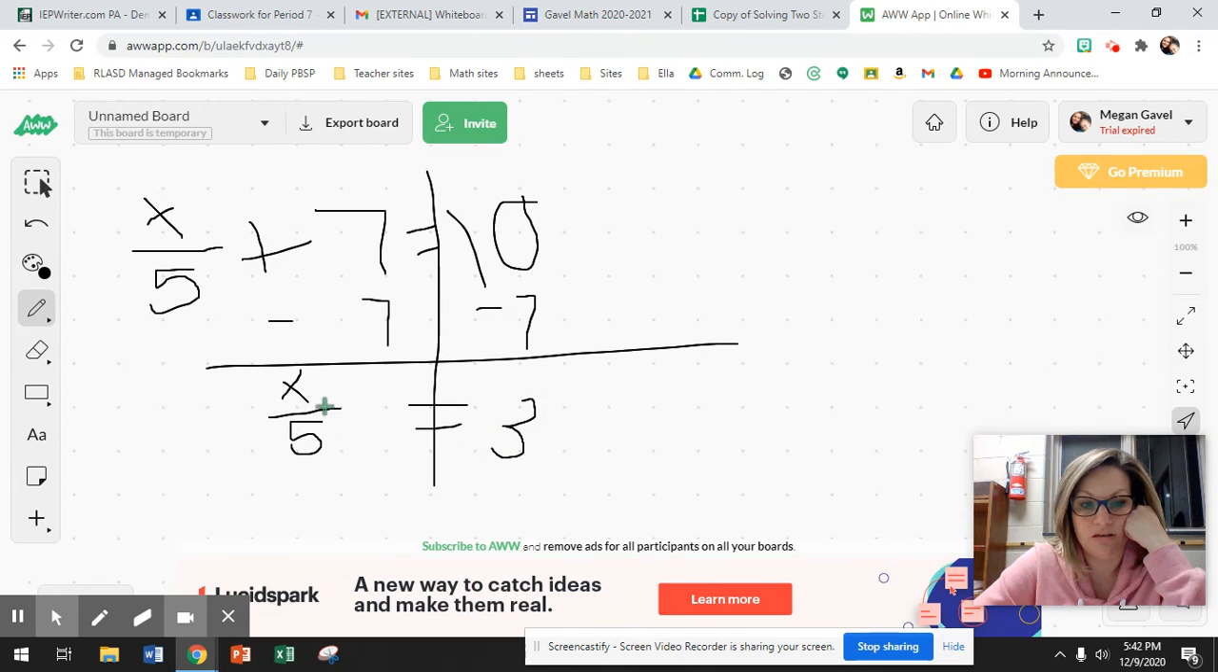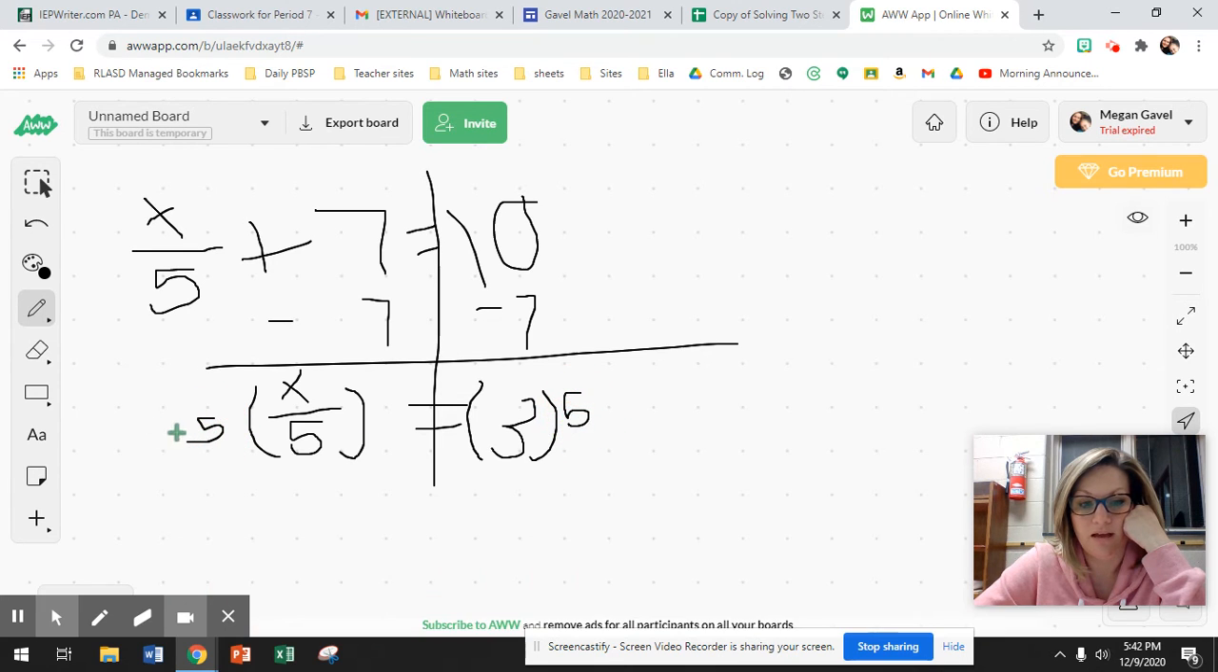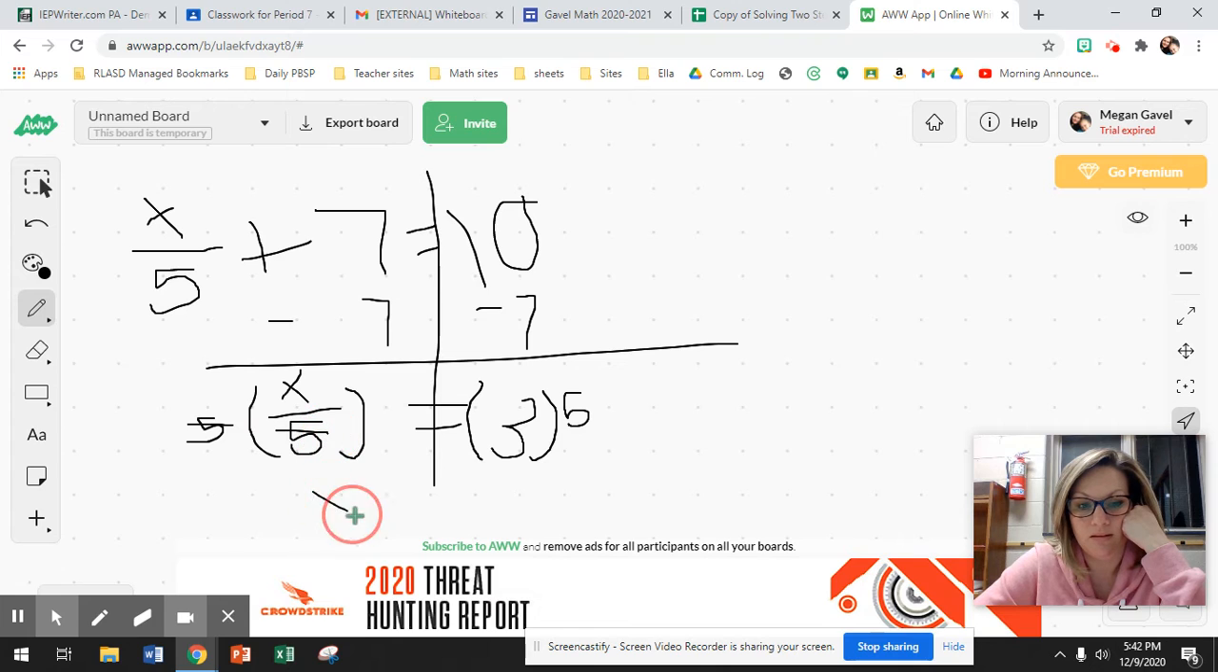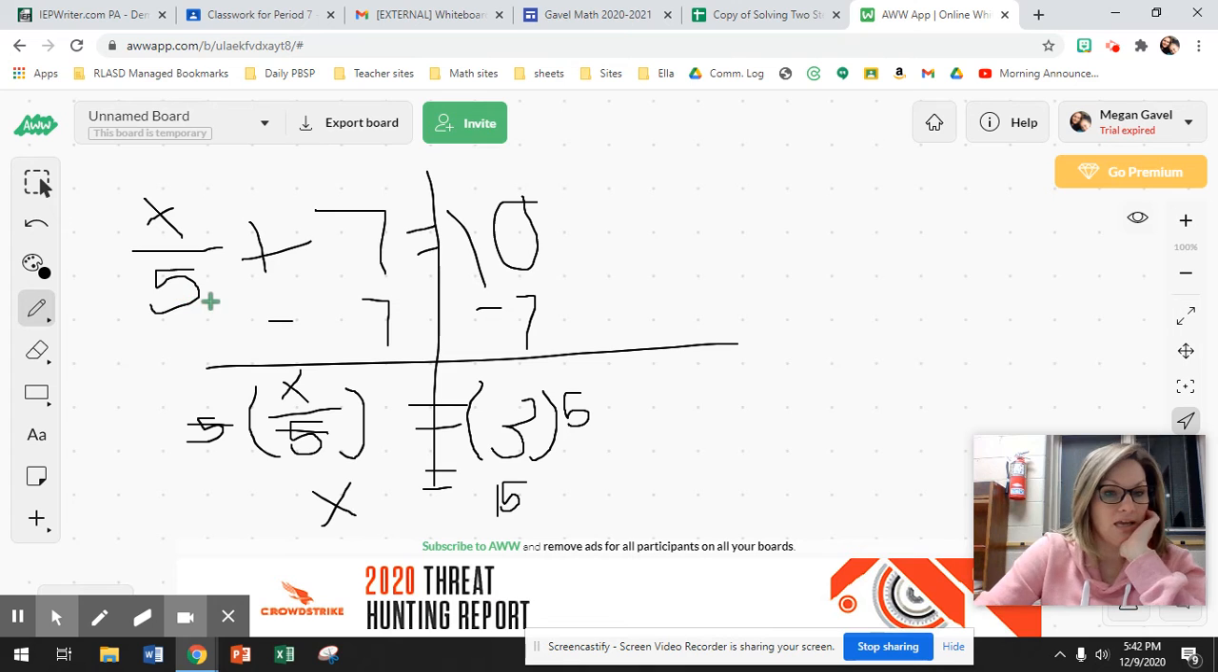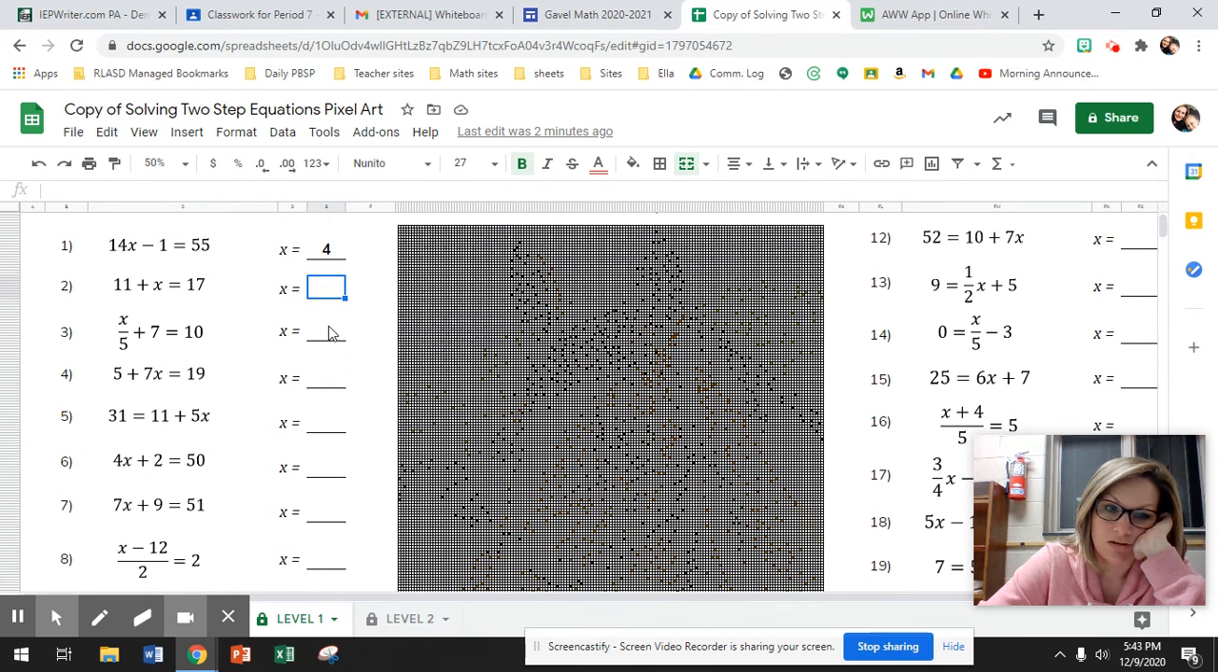Well, if this is division, to get rid of 5, I need to do multiplication. And these parentheses represent multiplication. I have to multiply both sides by 5, because it's going to cancel out, leaving us with x equals 15. Well, 15 divided by 5 is 3. And 3 plus 7 is 10. So this is correct. So x does equal 15. Let's go over here. Put in 15.